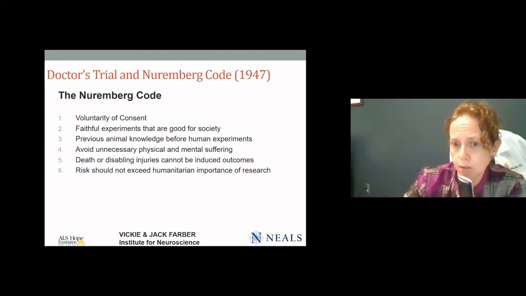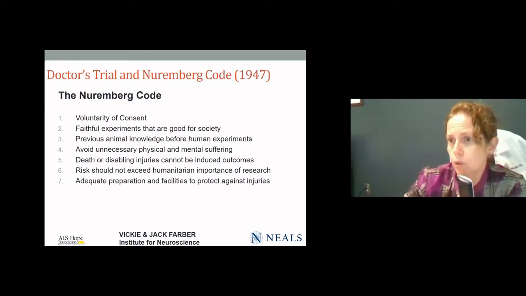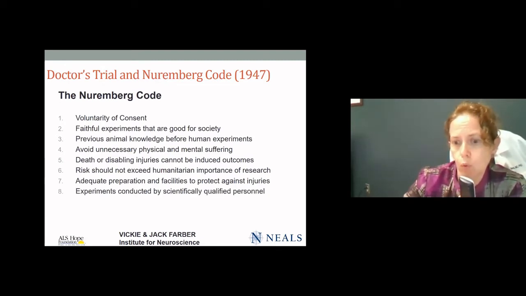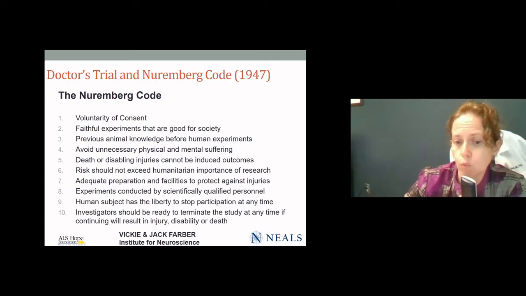Risk should not exceed the humanitarian importance of the research. There should be adequate preparation in terms of facilities, and the actual researchers who are doing this should be educated and scientifically qualified. Human subjects have the liberty to stop participation at any time point. And finally, investigators should be ready on their end to also terminate the study at any time point should results cause injury, disability, or death. So these are the 10 principles of the Nuremberg Code.